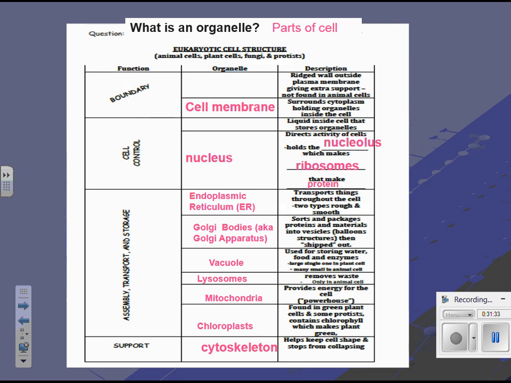So where should we be looking? Function. Self-control. Description. Yes, highlight all of that. Highlight liquid inside cells, stores organelles. And write the word cytoplasm in here, in parentheses, not an organelle. So put cytoplasm and put not an organelle.